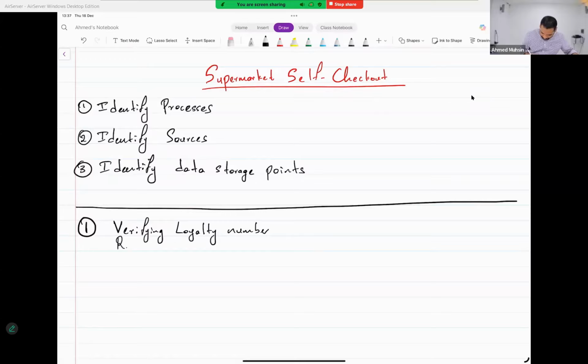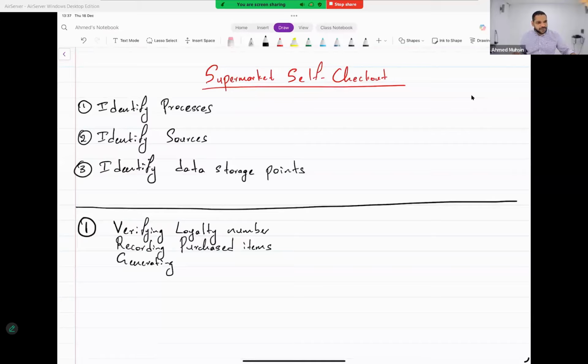Recording purchased items. And then finally, guys, what do we have? Generating of bill. We can go on to talk about the verification of card payment, but shall we avoid that?